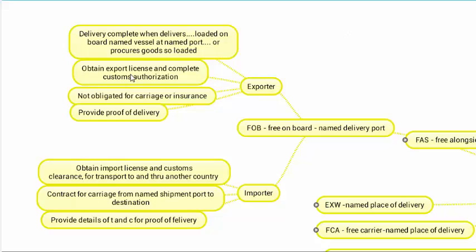The exporter has to obtain export license and complete the customs authorization. The exporter is not obligated for carriage or insurance. He need not pay for carriage. Then which vessel are you loading into? You are loading into a vessel nominated by the importer, but you are not arranging the contract of carriage. In case the exporter is arranging, because A, it is a practice in this trade, or B, the importer has requested it, then it will be at the cost, expense and risk of the importer.